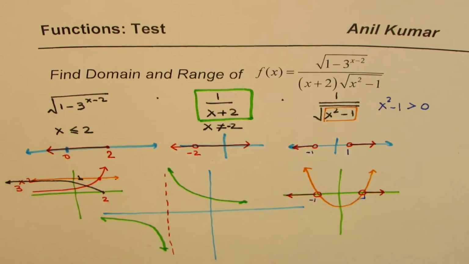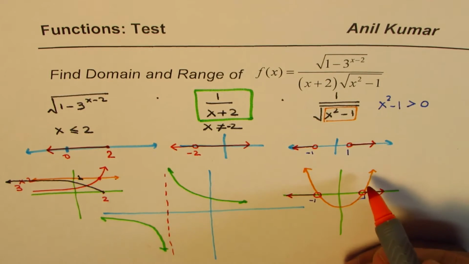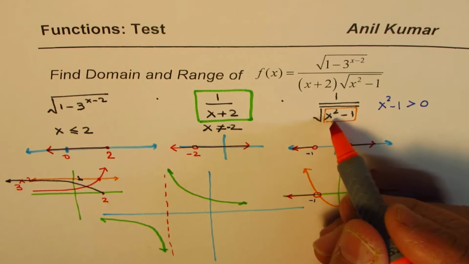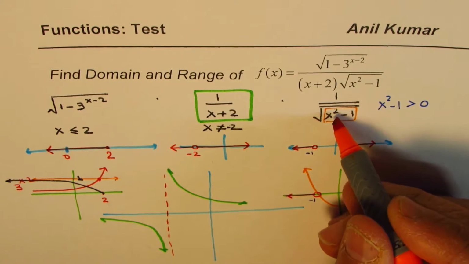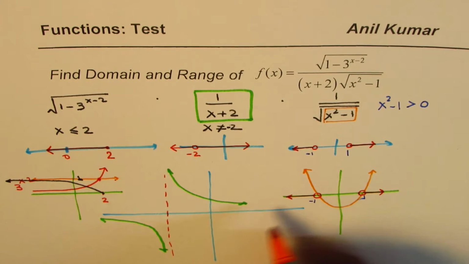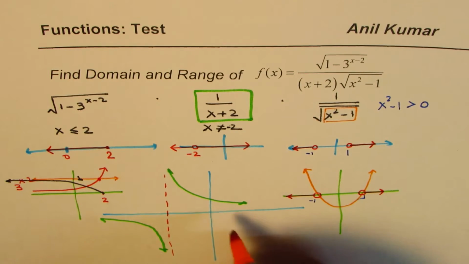And now we'll sketch this function. Square root means this is x square, 1 over the square root of this. So when it becomes positive, the square root will be positive. So this point is 1 for us, and this point is not included.